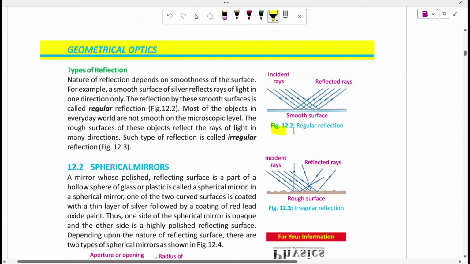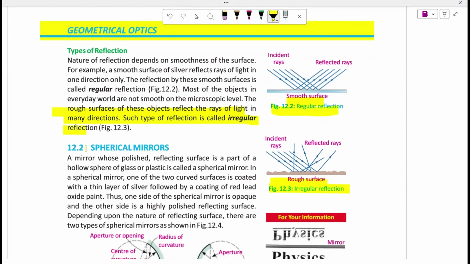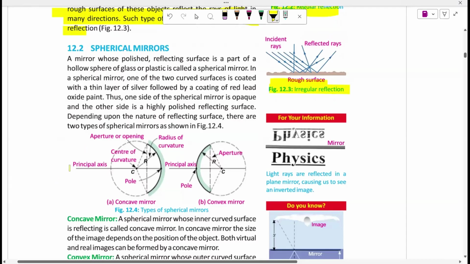These are the types of reflection. It was not mentioned in the other book. So these are regular and irregular reflections. Smooth surface reflections are regular ones, and when we have a surface which is not smooth, but rough, we have irregular reflections, in which the law of reflection is not followed. The surface reflects the light rays in many directions. Such type of reflection is called irregular reflection. Then comes the principal axis, the line which passes through the center of curvature and the focus point.